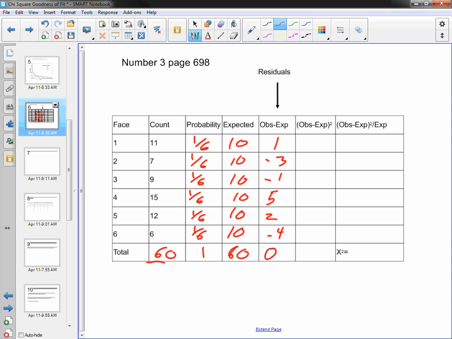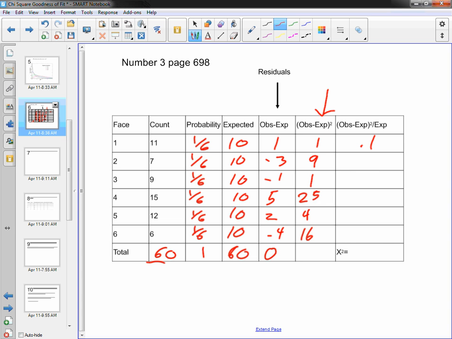Okay? So now we're going to square these. So this is 1 and 9 and 1 and 25 and 4 and 16. Not really worried about totaling those either. All right, and then remember, our next thing was to take the observed minus the expected squared, so that's this category here, and divide by the expected value. So that's 1 divided by 10, so that is 0.1.